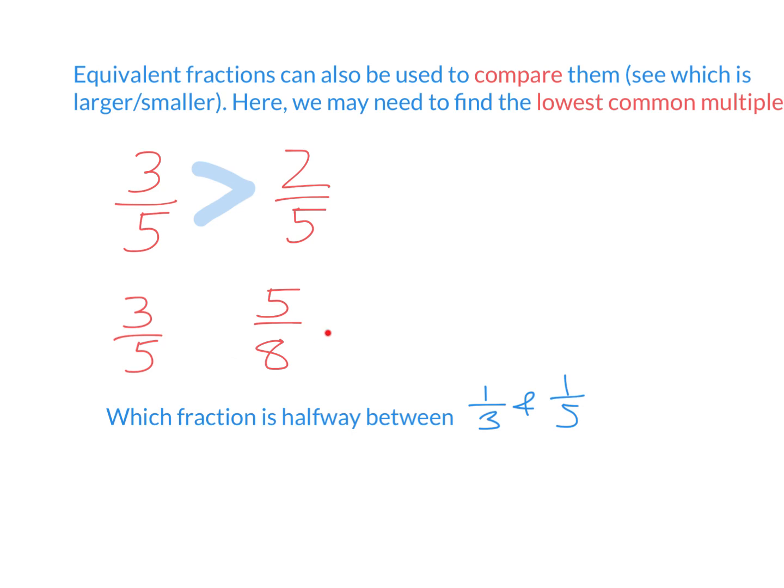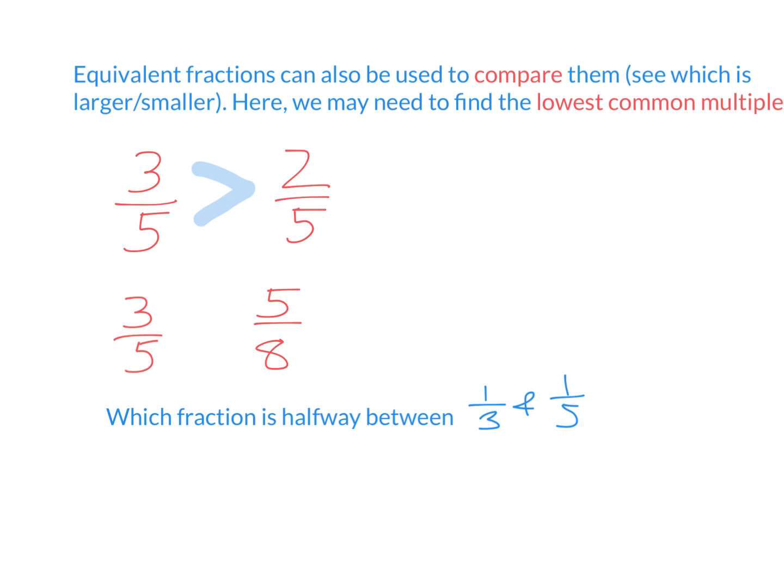But what about these two fractions? It's not immediately obvious which of these fractions is larger because they have a different denominator. But what we can do is use equivalent fractions. We can find an equivalent fraction for this and an equivalent fraction for this that have the same denominator. Here we need to use the lowest common multiple. So the lowest number divisible by 8 that's also divisible by 5 is 40. 40 is the lowest multiple of 5 that's also a multiple of 8.